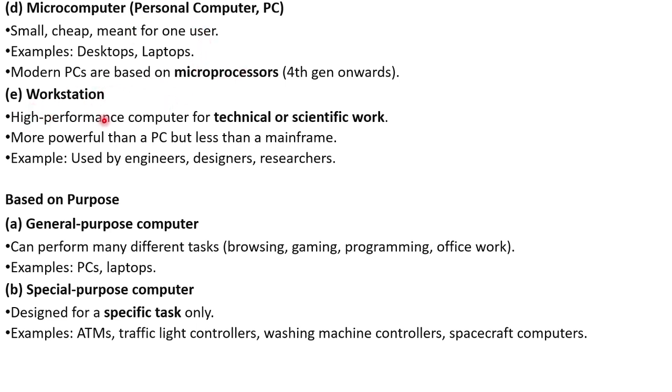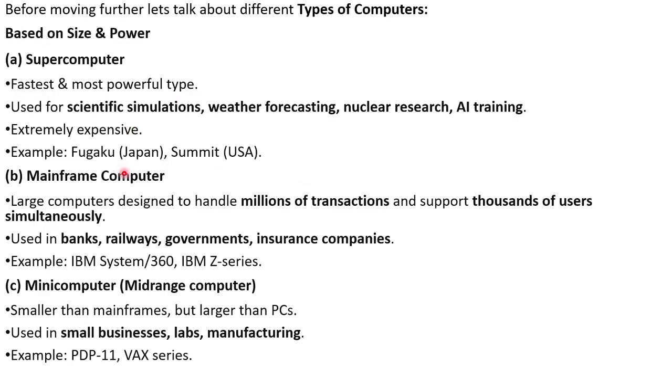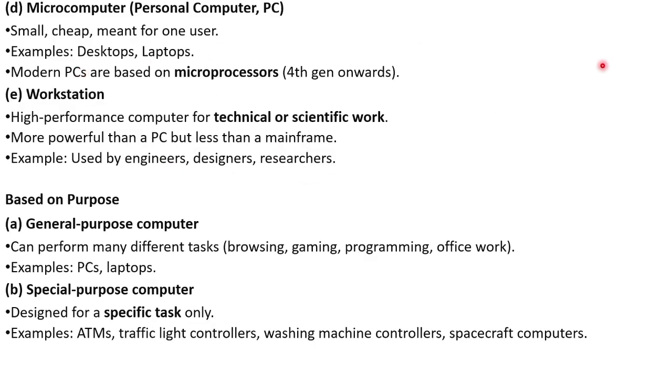Workstation, high performance computer for technical or scientific work, more powerful than PC but less than a mainframe. Example, used by engineers, designers, and researchers. So these are the types of computer in the category based on size and power. Next category we have is based on purpose.